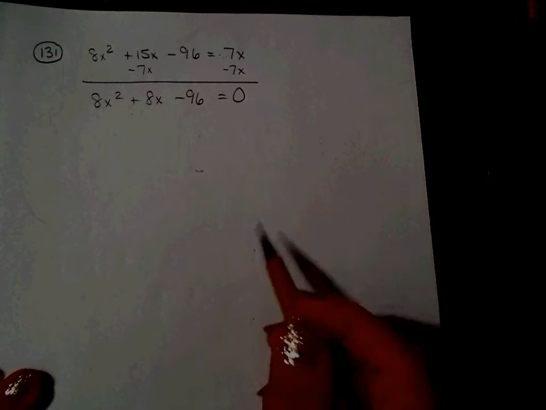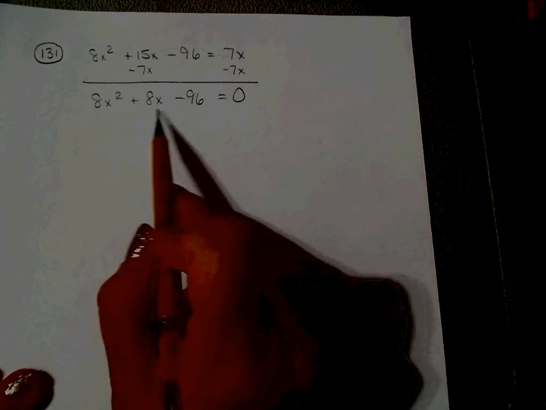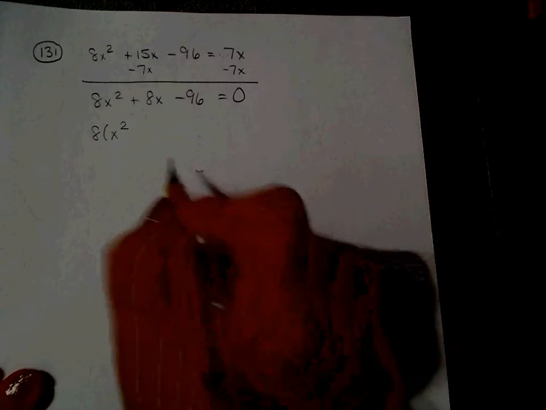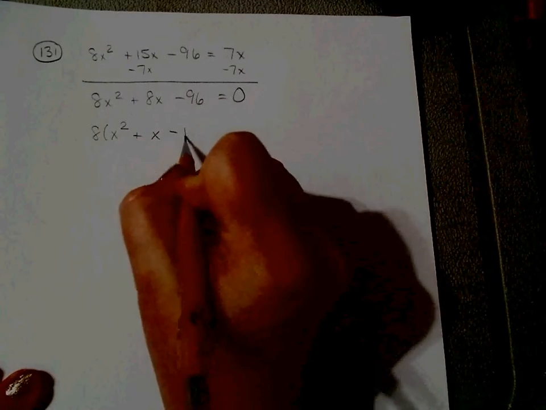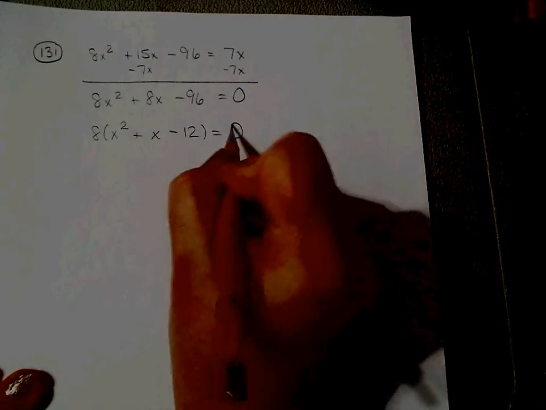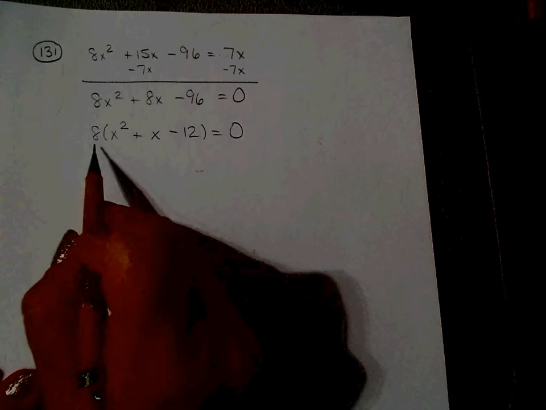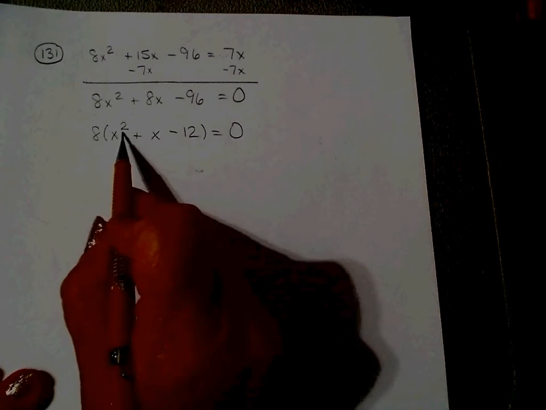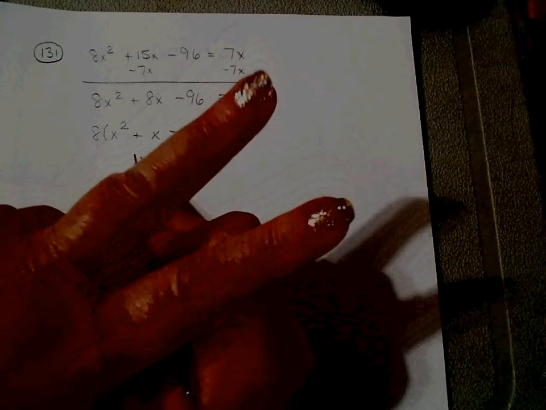Now I have to factor this. I see a GCF of 8, so I pull it out. 8 out of 8x squared is x squared. 8 out of 8x is x. 8 out of 96 is 12. Now remember, this 8 doesn't have a letter with it, so it does not create an answer. The only answers that we're going to get are right here, and since it's x squared, we're going to get two answers. Two answers for an x squared equation.